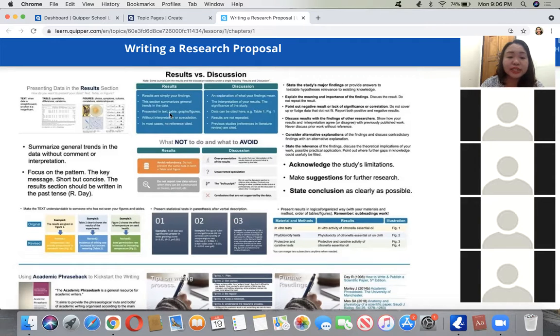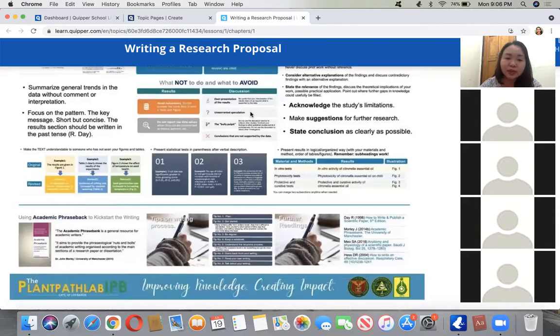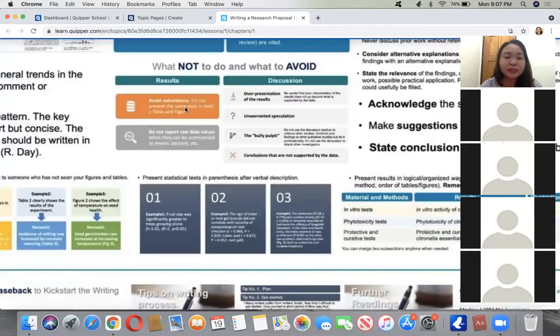Result versus discussion is just that, when you do your results, you can just enumerate what's in the table, but in an organized form. But in your discussion, you have to say why and how it happens. So in your results, avoid redundancy. Do not present the same data in the table and the figure, and do not report raw data values when they can be summarized as mean or percent, etc.